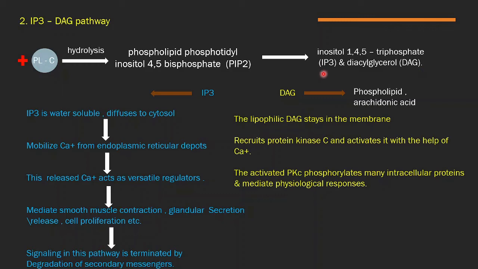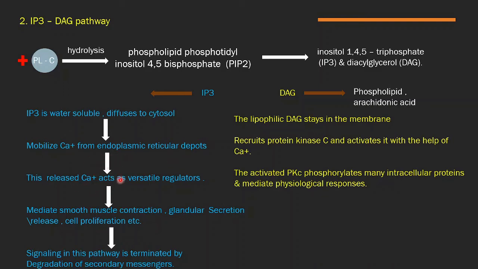Here, IP3 is water soluble in nature, whereas DAG is not water soluble. Instead, it is lipophilic in nature. So because IP3 is water soluble, it will easily diffuse into the cytosol, whereas the DAG will stay in the membrane only. Now, we will see what happens when IP3 gets diffused in the cytosol. After diffusing, it will start mobilizing or collecting calcium from endoplasmic reticular depots.